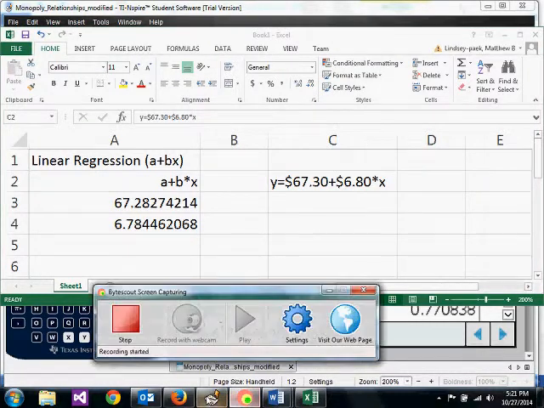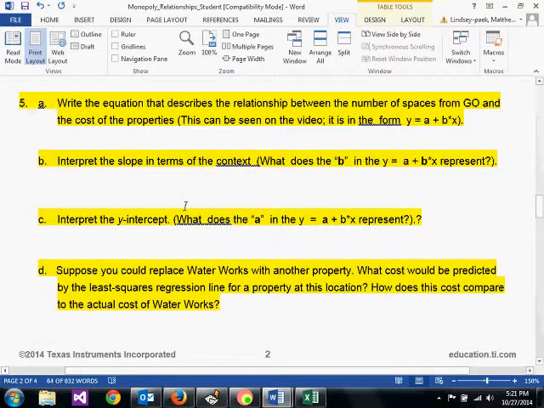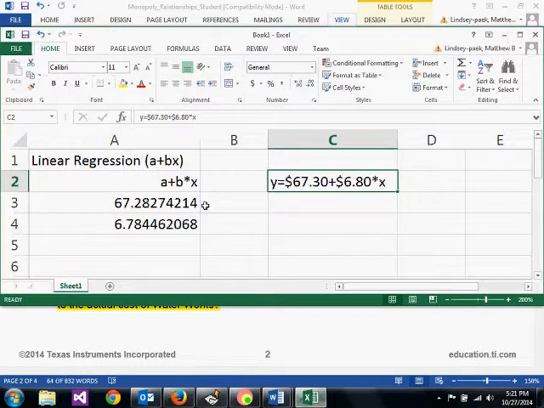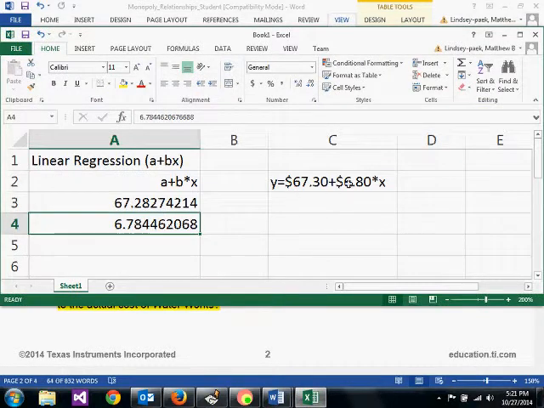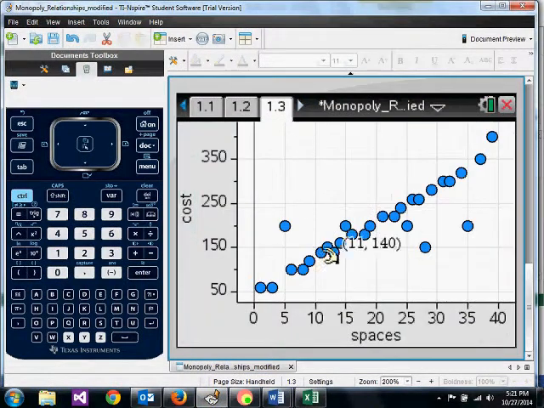Part B asks us, interpret the slope. What does the B represent? What is the part that's multiplying with the x? What does it represent in this particular problem? So here it is right here, and here it is right here. So this number right here is being multiplied by x. Where do we get this $6.80? What does it mean in this particular graph, if you will? So that $6.80 represents something. So what do you think it represents?